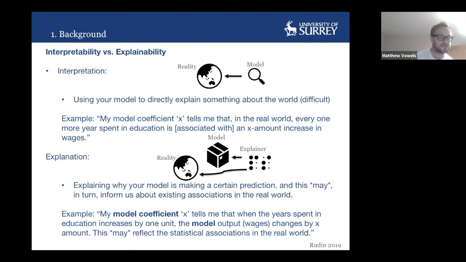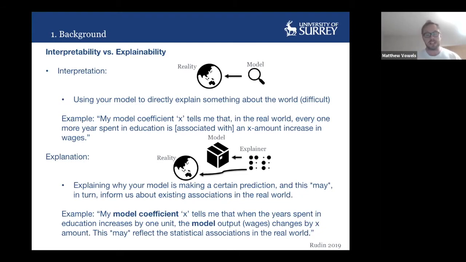And so as an example, I've got here my model coefficient X, and here it's the model coefficient, really emphasizing the model, tells me that when the years spent in education increases by 1 unit, the model output changes by X amount. And again, this is just the case for a linear model. The typical interpretation that's used for linear models is you look at the beta coefficient and you say something about that beta coefficient.